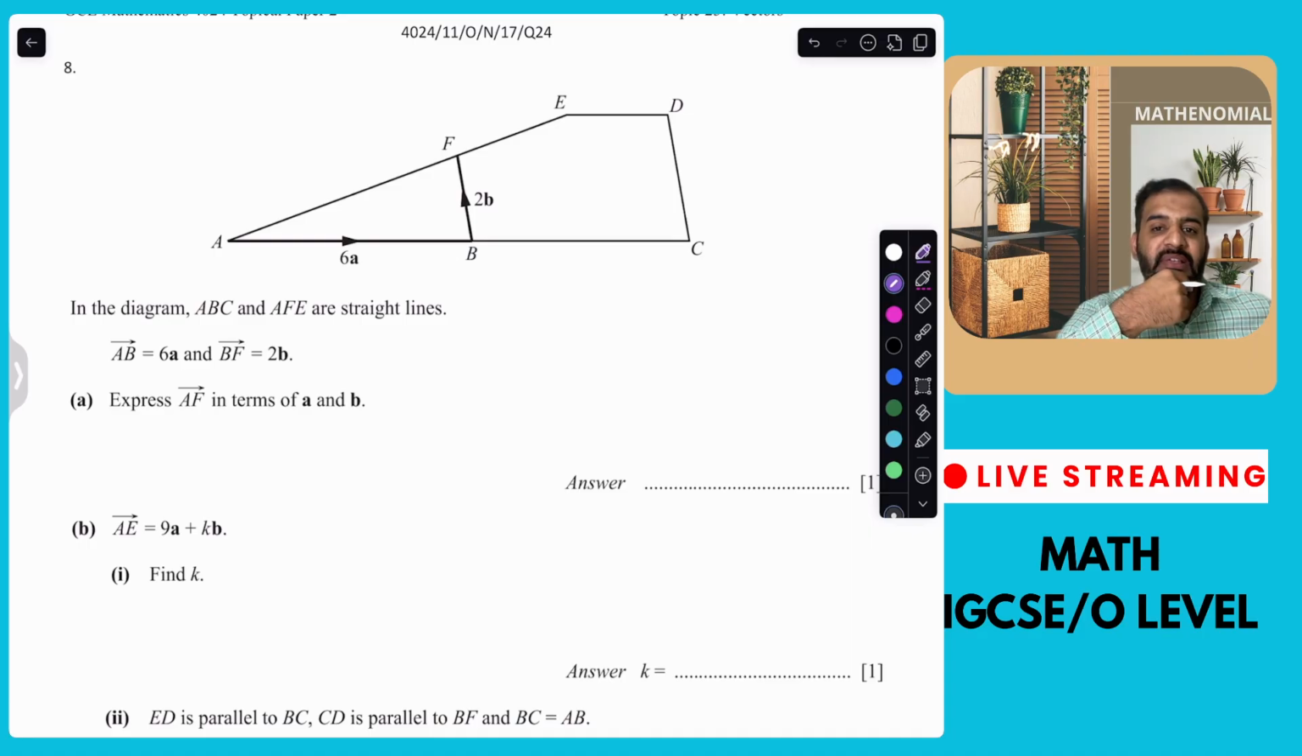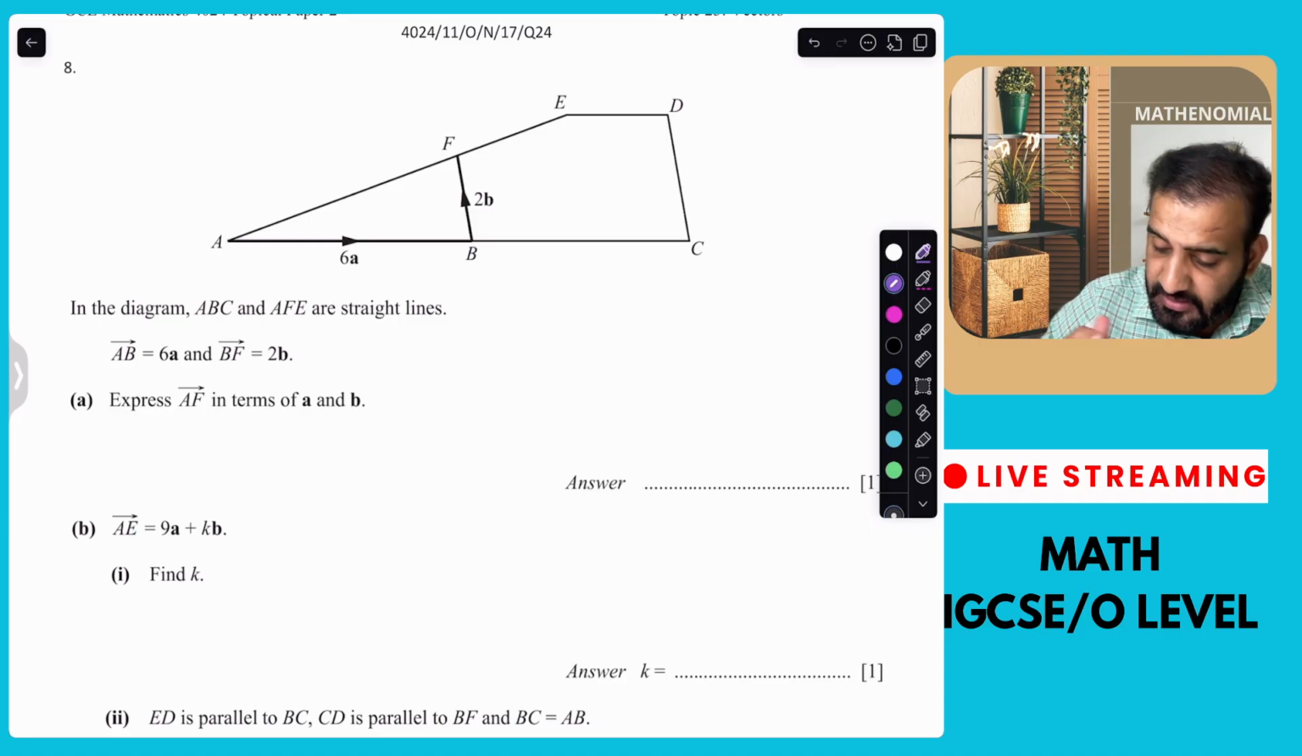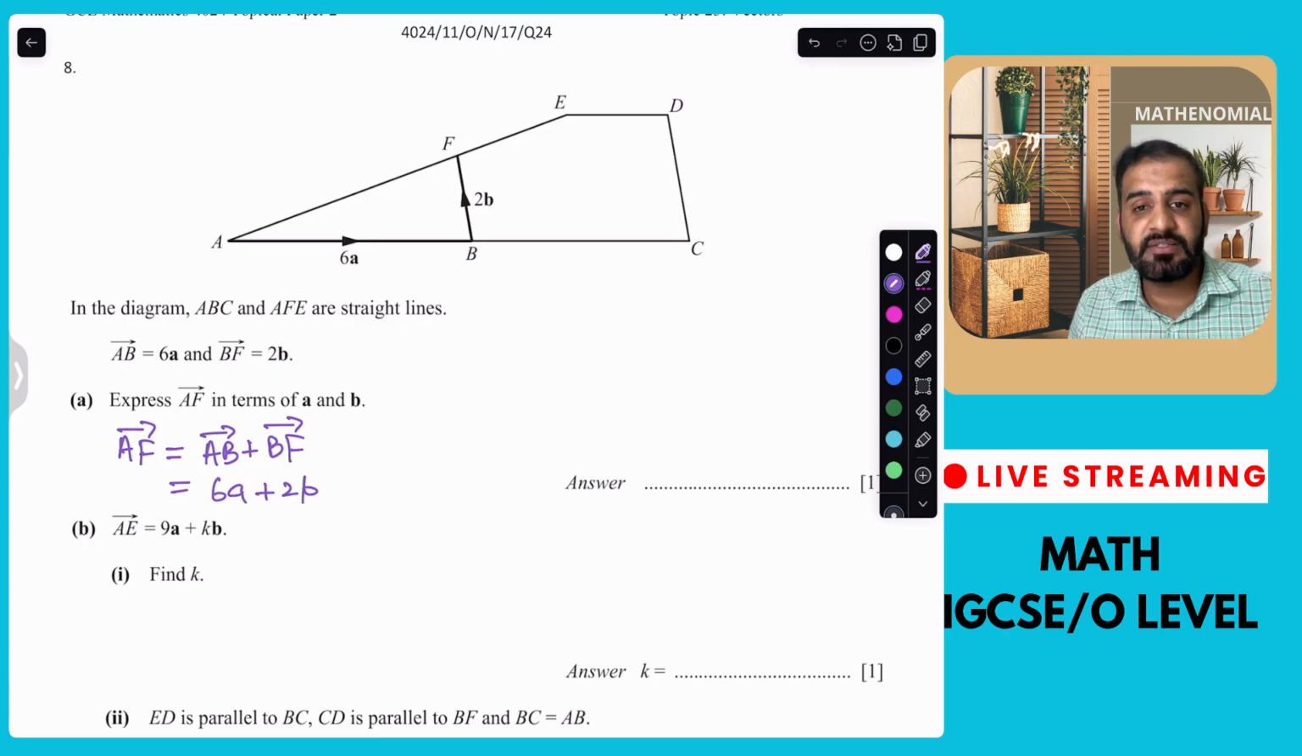In the diagram, ABC and AFB are straight lines. AB is 6a, BF is 2b. So express AF in terms of a and b. So AF is equal to AB plus BF. So AB is 6a plus BF is 2b. So that's it.